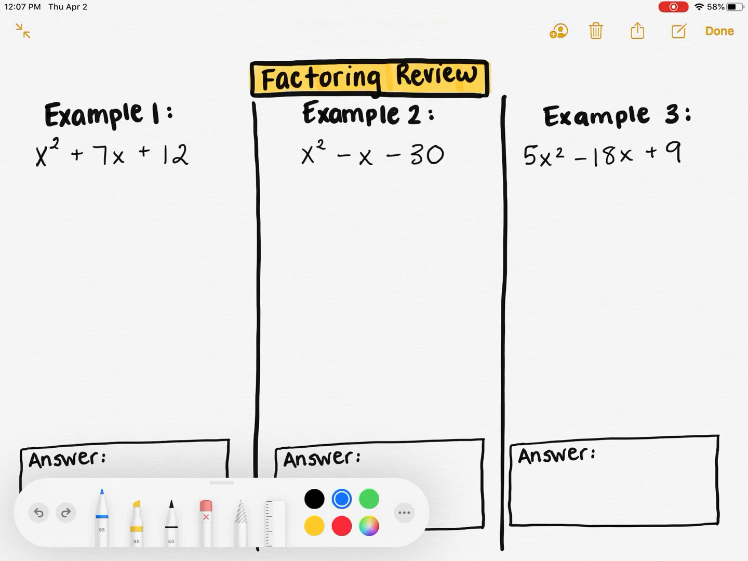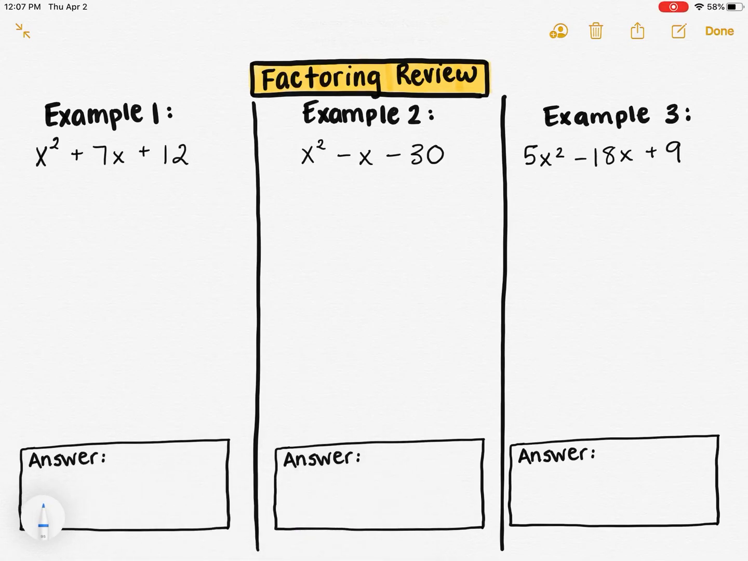Hi everyone, so I'm going to be going over 3 factoring problems to help you review factoring, and after you've seen this video you should be able to do some problems on your own. So for example number 1, I have x squared plus 7x plus 12.